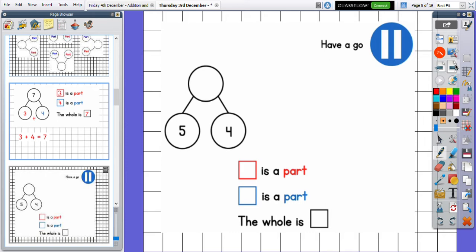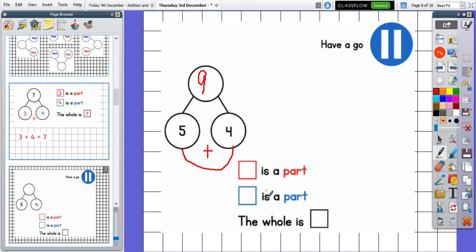Okay then, I hope you all found that okay. Now you will notice with this one it was slightly different because we're missing my whole number. But we know if I add my parts up together, that will give me my whole number. So 5 add 4 equals 9. So I'm going to put my whole number at the top there. And now once it's completed, I can then start to fill in my boxes at the bottom.